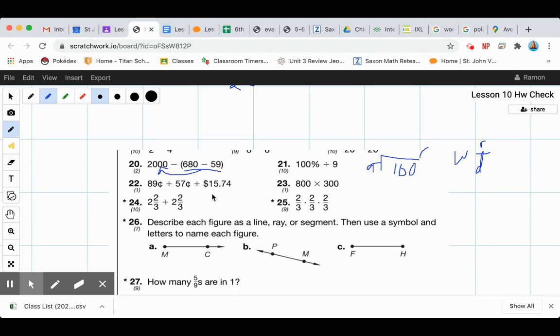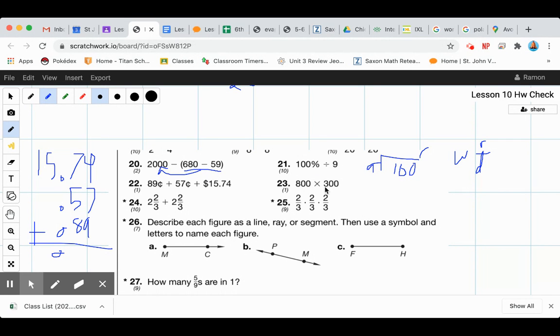For 22, we have 1574, which is in decimals, plus 57 cents, which we're going to write as a decimal as well, 0.57, and then 89 cents, which we're also going to write as 0.89. Since our decimals are all lined up, we can just perform the addition and find our sum.